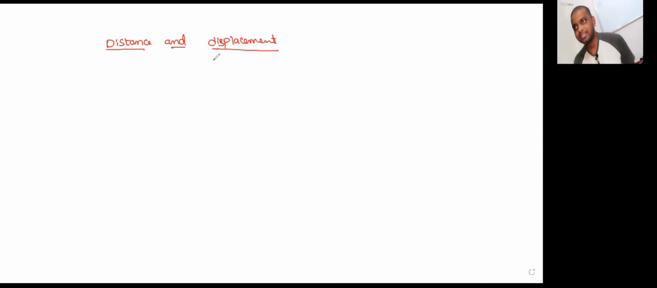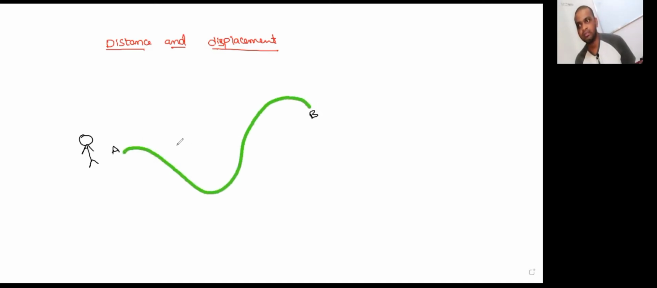Hi, hello students. In this video, we are going to learn the concept of distance and displacement. To understand the concept of distance and displacement, I am going to consider a person who is traveling from point A to point B, along the path I have marked in green. So this is the path in which the person is traveling from point A to point B.